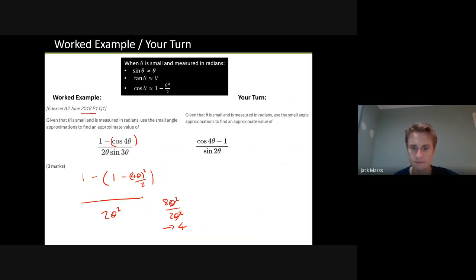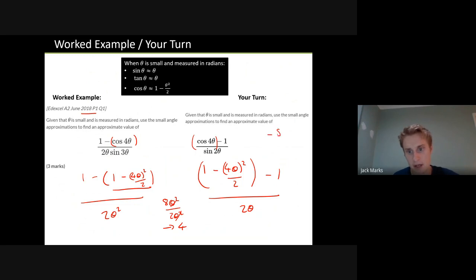The your turn. Let's have a look at the your turn. So we know exactly what this result is because we've just got it. So why don't we copy that part down? So 1 minus 4 theta squared over 2 minus 1. Sine of 2 theta is about 2 theta.